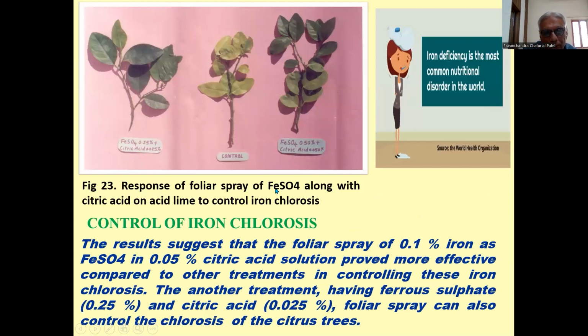Response of foliar spray of ferrous sulfate along with citric acid on acid lime to control iron chlorosis. For control of iron chlorosis, the results suggest that foliar spray of 0.1% iron as ferrous sulfate in 0.05% citric acid solution proved more effective compared to other treatments in controlling iron chlorosis in citrus crop, or acid lime. Another treatment, ferrous sulfate 0.25% and citric acid 0.025% foliar spray, can also control chlorosis of the citrus tree in acid lime.